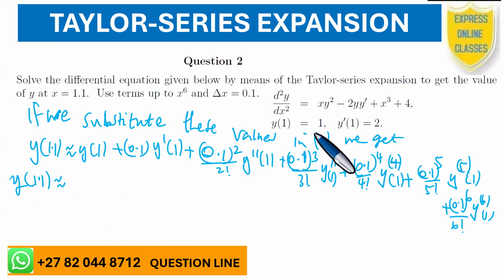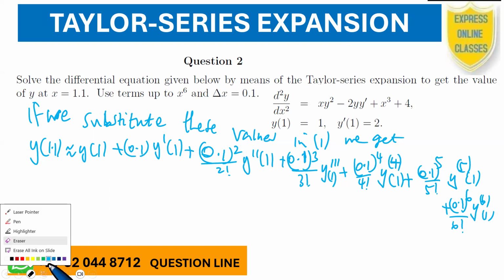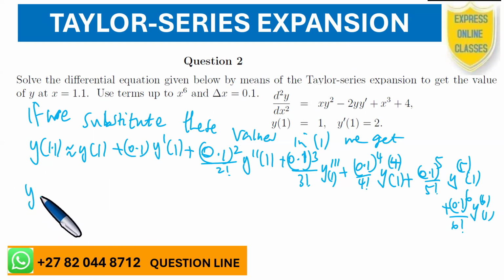Some of the things you know: y at 1 is already 1, and then you got 0.1. Y primed at 1, we got it before. I'm just going to show some of them, and then we shall go on. Because we have already got the rest of those, what we do is we plug everything in. So the rest of the terms would be what? It would be that.